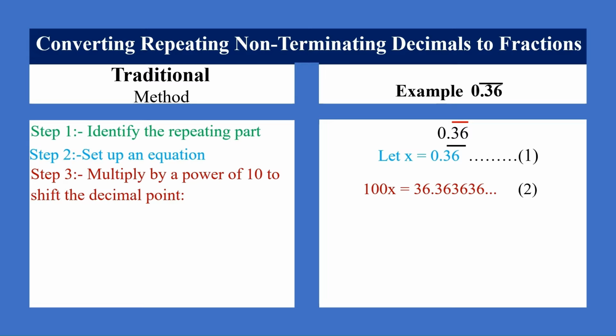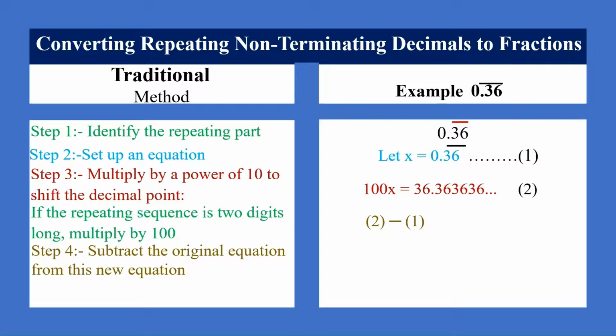So we get here 100x is equal to 36.363636 and so on. Now the next step, step 4, equation 2 minus equation 1 gives you 100x minus x is equal to 36.3636 etc. minus 0.3636 and so on. Now the decimal portion will go away, only 36 will remain on the right hand side, and we get 100x minus x, that is 99x, is equal to 36.